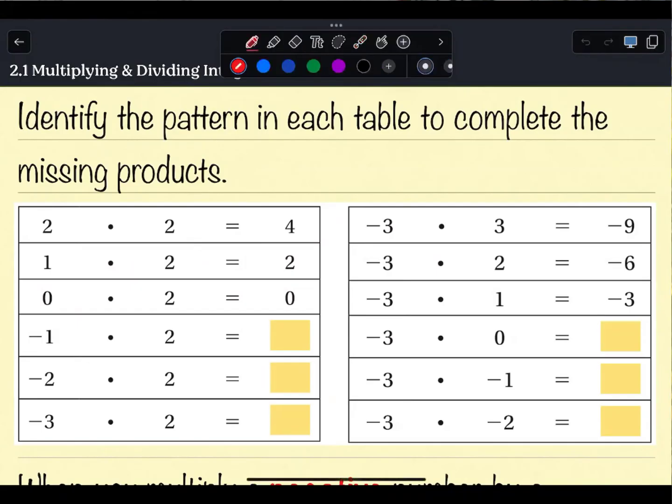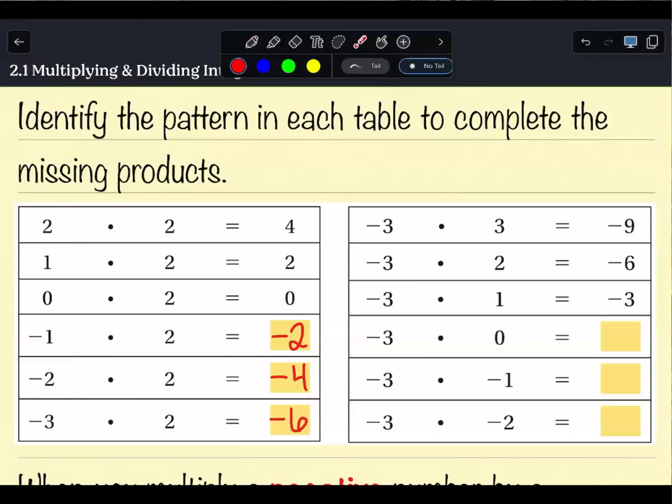Well, let's continue this pattern of going down by 2 each time. You can see that 4 goes to 2, 2 goes to 0, and if we go 2 lower than that, that would make this negative 2. 2 lower than that would make this negative 4, and 2 lower than that would make this negative 6. So essentially what we can see is when you multiply positive 2 by a negative number, you get what you would have gotten if it was a positive number, except there's a negative in front. So when we multiply a positive by a negative, we get a negative answer.